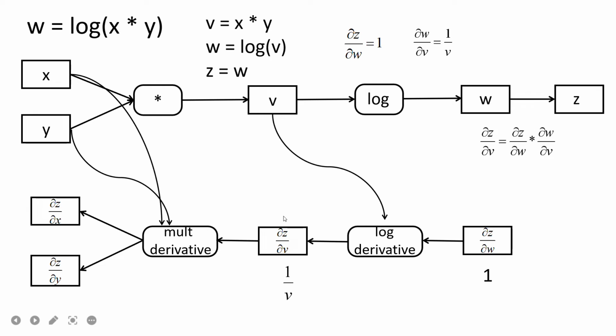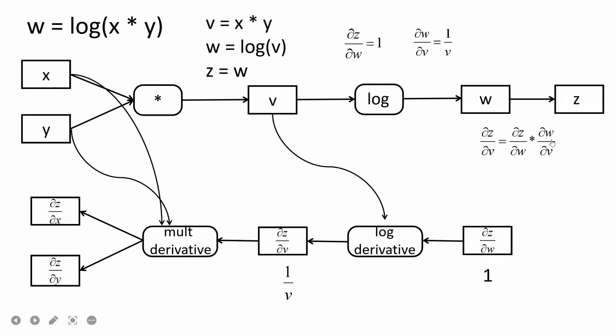Okay, we need to find dz by dv. We know from chain rule, again chain rule is backpropagation, we know from the chain rule that dz by dv can be written as dz by dw over here into dw by dv. Fine. Now what we know is dz by dw was equal to 1. Dz by dw, look over here, is equal to 1.